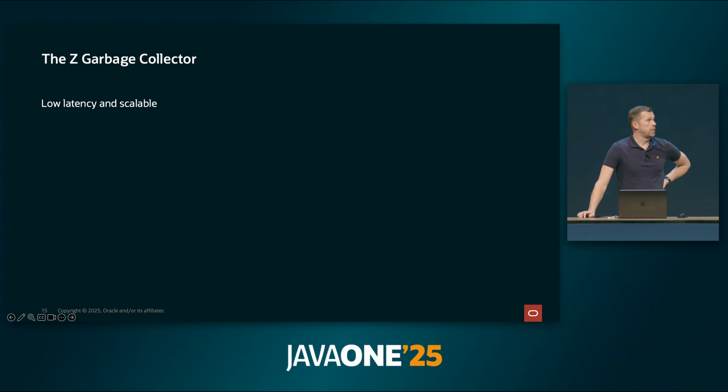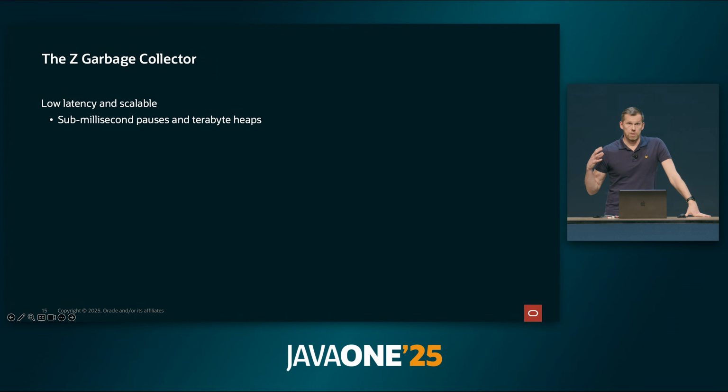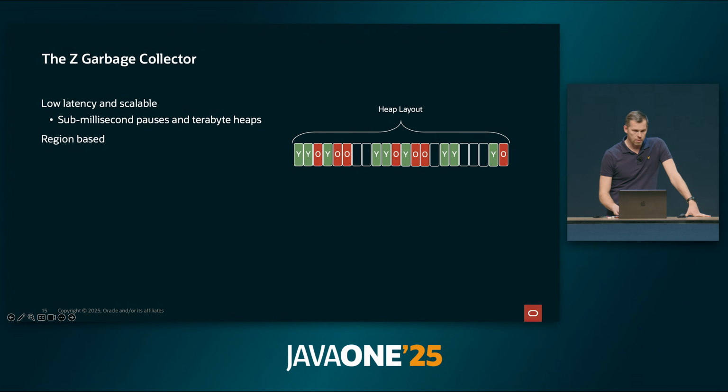Then we have the Z garbage collector, or ZGC. It's aiming at having very low latency and being scalable. To put this in perspective, we want the pause times to be below 1 millisecond, and it should be able to handle terabyte-sized heaps. So even if the sizes of the heap are really large, the pauses should be really short. Similar to G1, the heap layout is region-based, and it's also as flexible as the G1 heap layout.